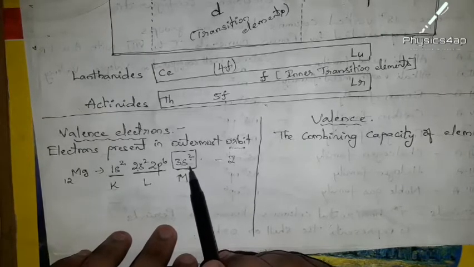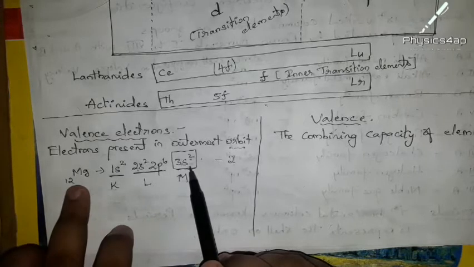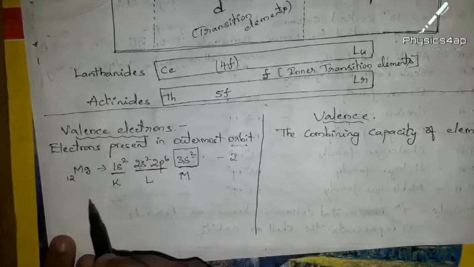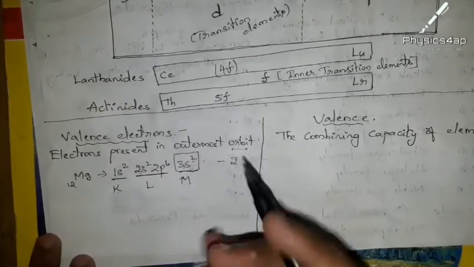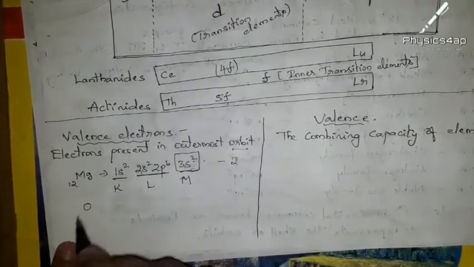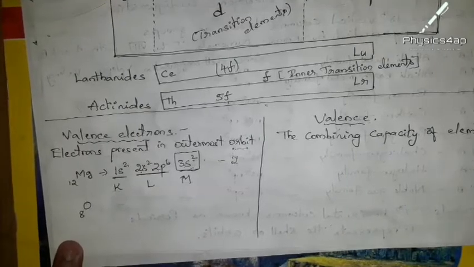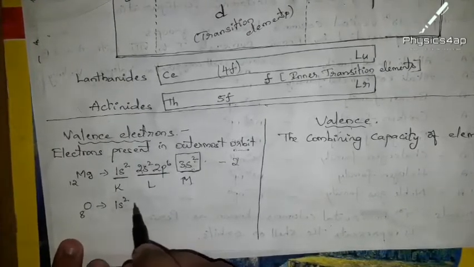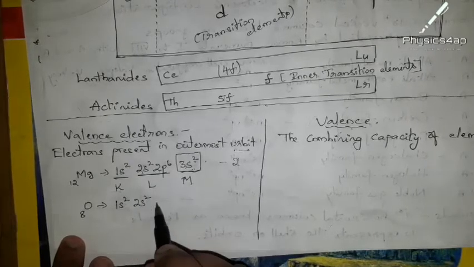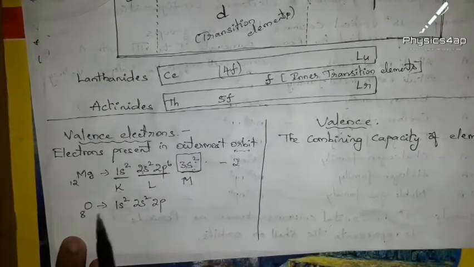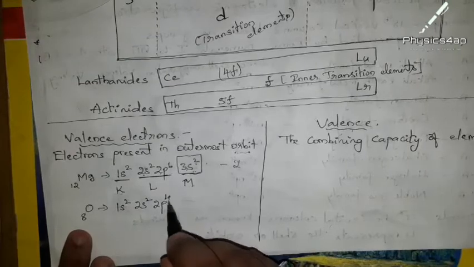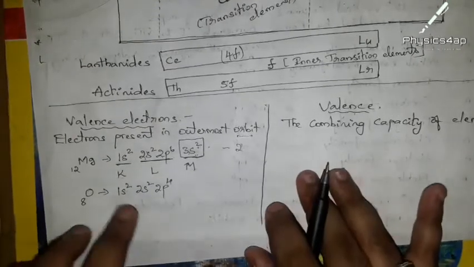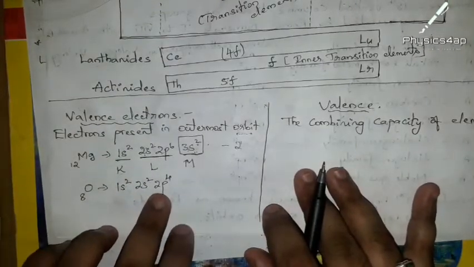Now this belongs to the S block element. Now if we take an example like oxygen, the atomic number of oxygen is 8. When you write the electronic configuration, we write it as 1s2, 2s2, 2p4.